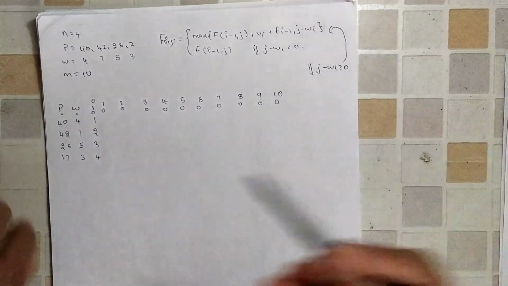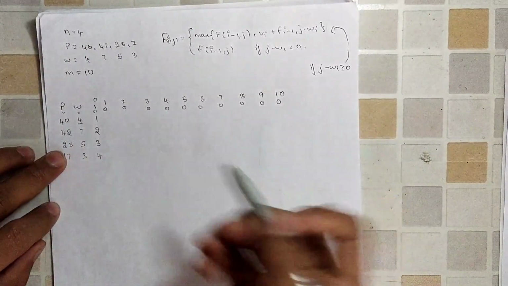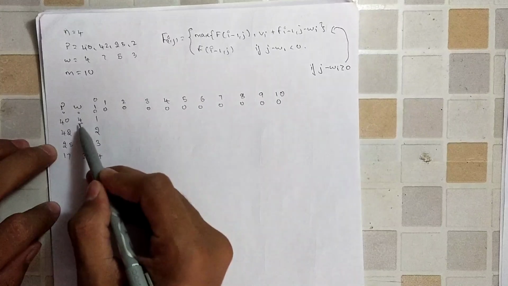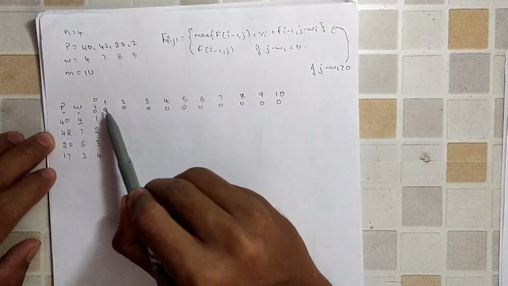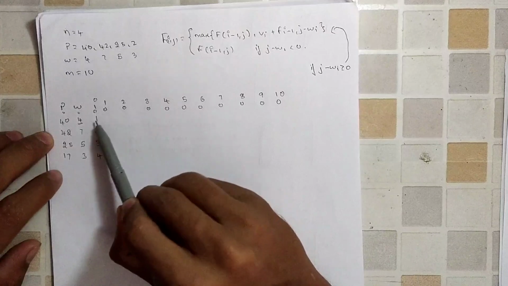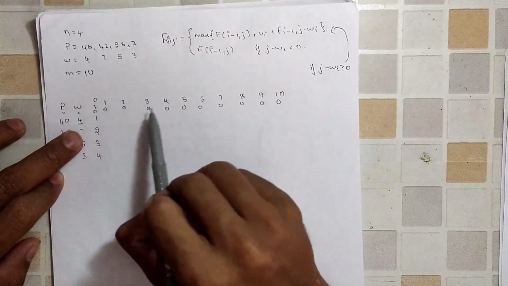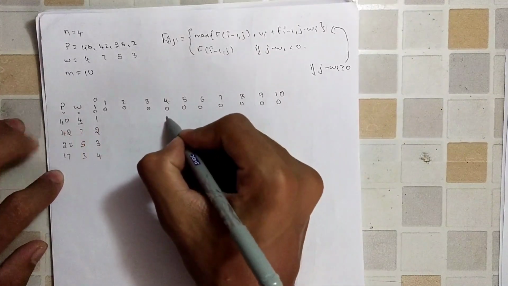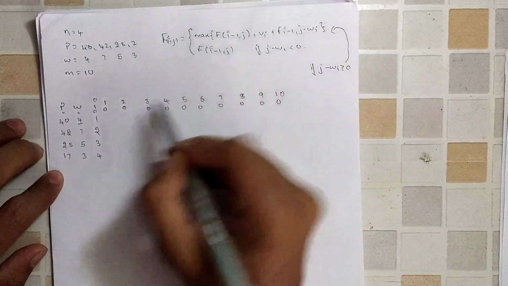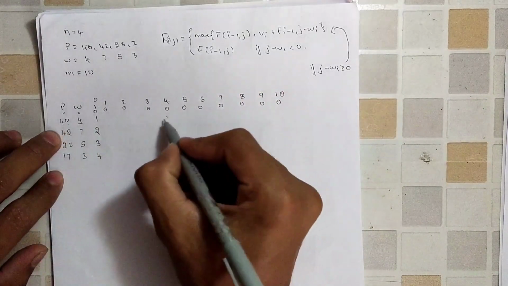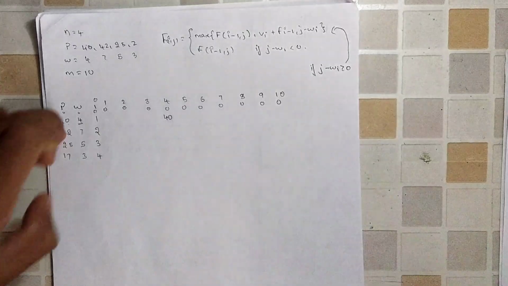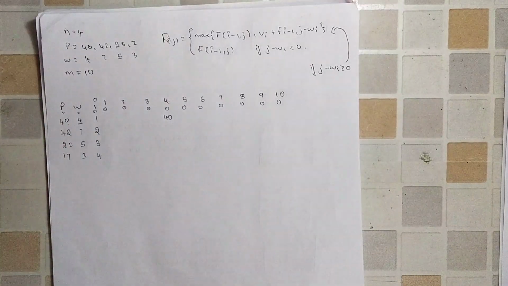Now first we will insert item 1. The weight of item 1 is 4. You cannot insert that weight in capacity 1, 2 or 3, so 4 kg cannot be inserted in 1 kg or 2 kg. It should be inserted at 4 kg. So will I write here? No. The item weight is 4, so we match it here, and the profit is 40. So I will write 40 here.